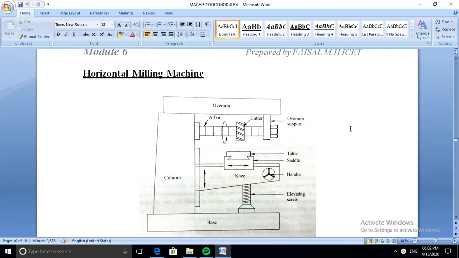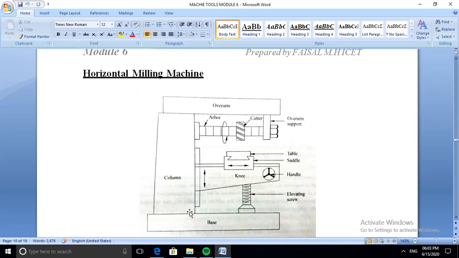In a drilling machine, the drill bit or any cutting tool used has only one cutting edge. But in a horizontal milling machine or vertical milling machine, a number of cutting edges are produced on the cutter. So that is the main difference. The two main types of milling machines, horizontal and vertical, are almost the same. First we are going to the horizontal milling machine.